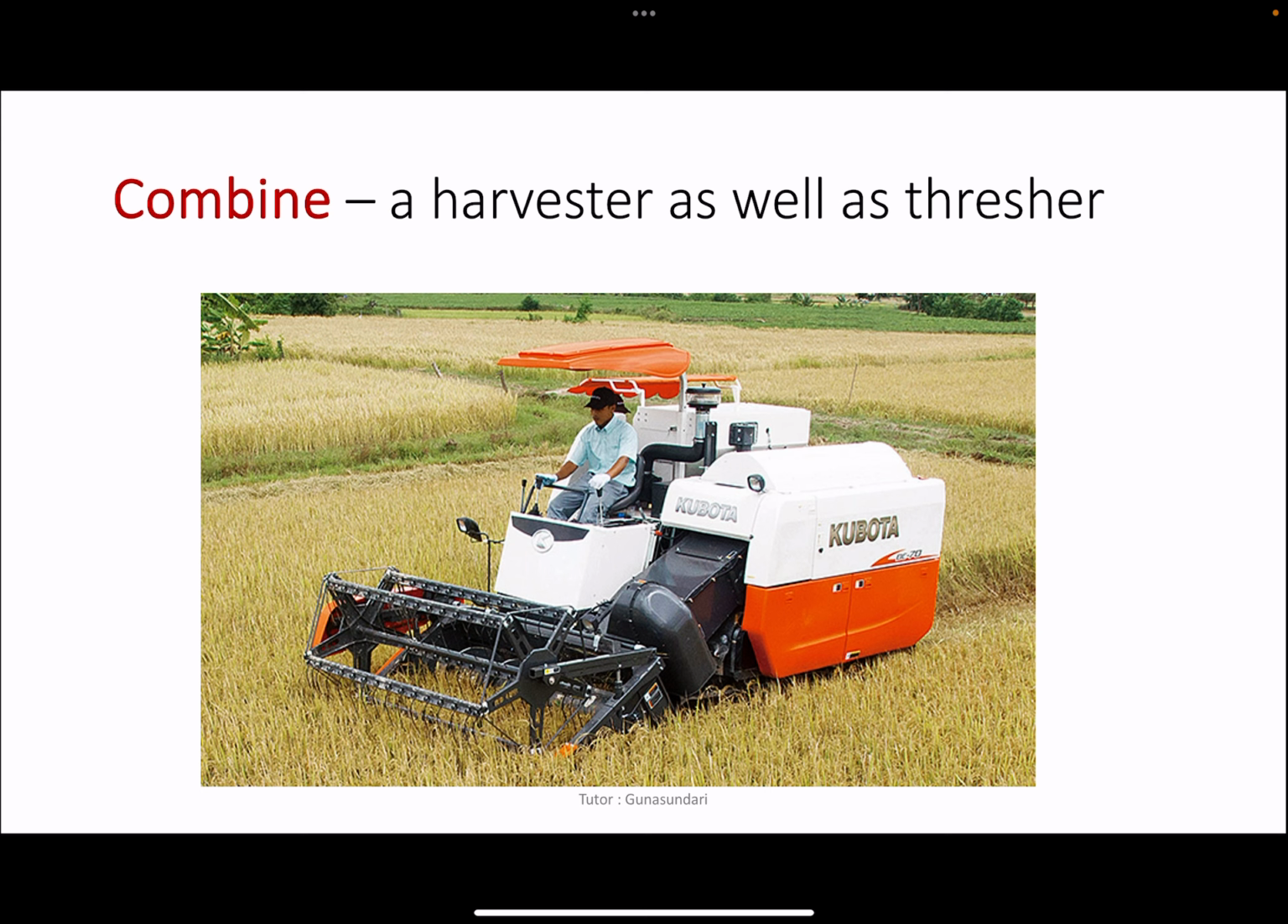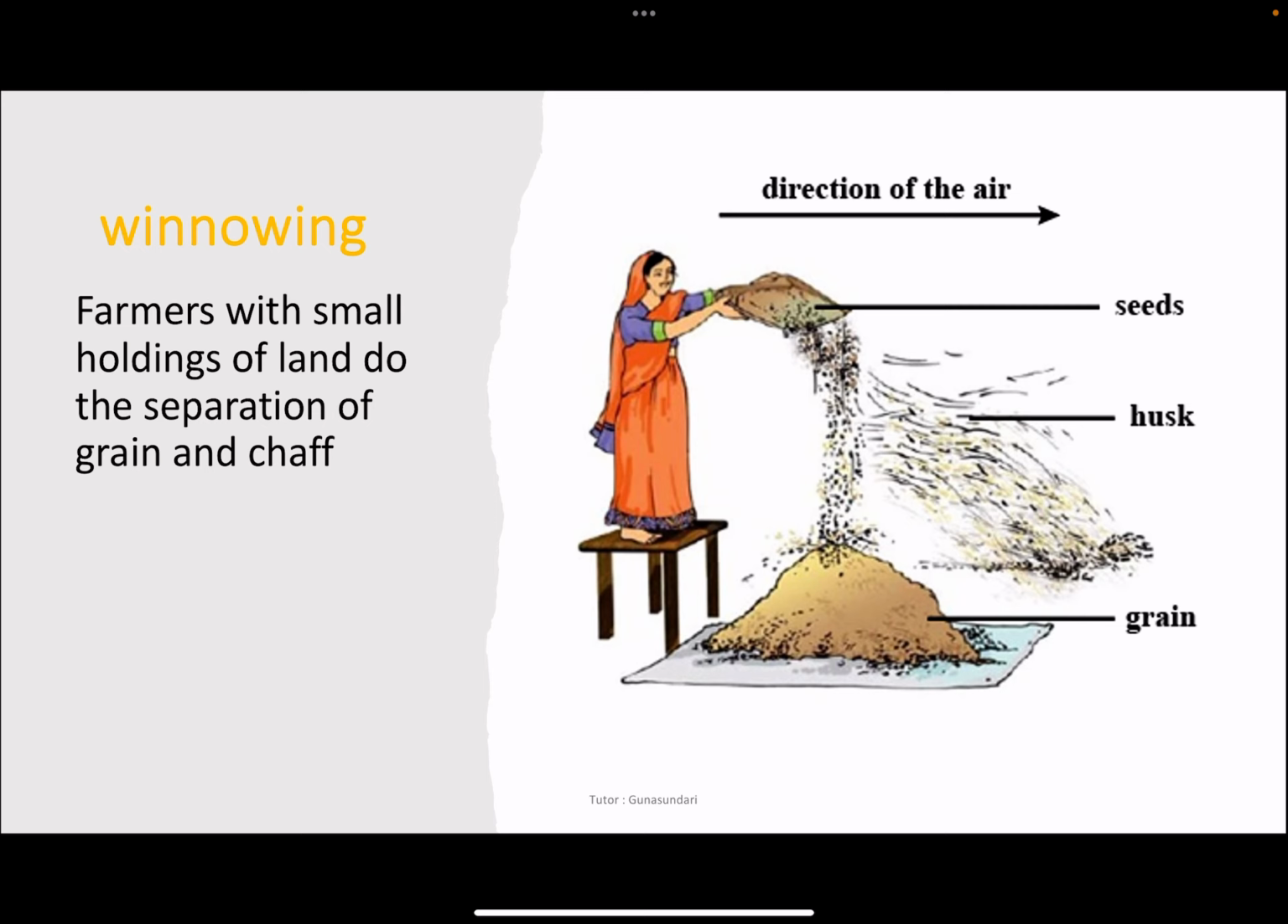And this is a combine machine. A combine machine is a harvester as well as a thresher. It can carry out two processes, like cutting the crops. You can see the picture here. So it can cut the crops and also remove the chaff from the seed grain. So it does both the works. A combine machine can do both the works.